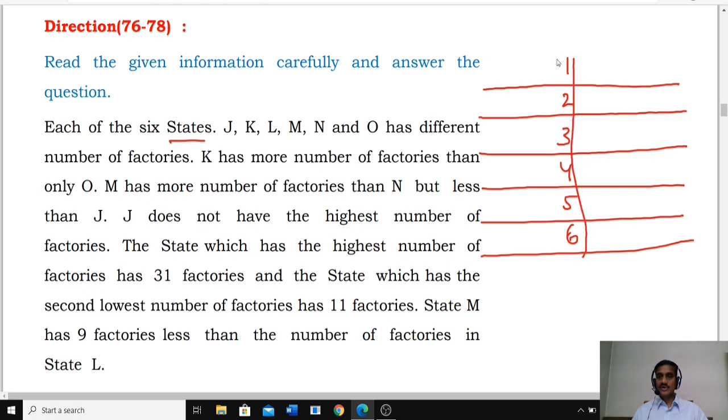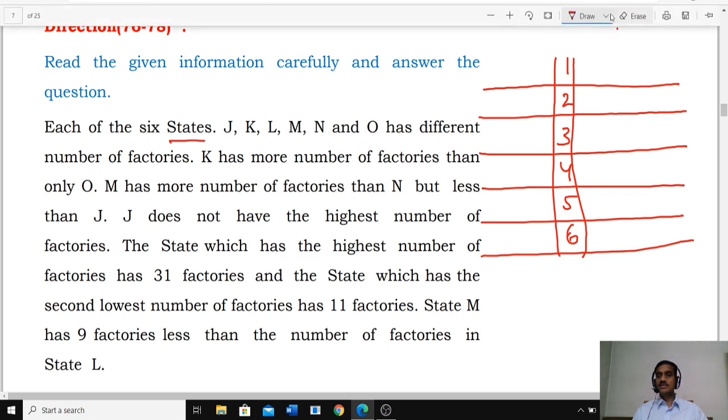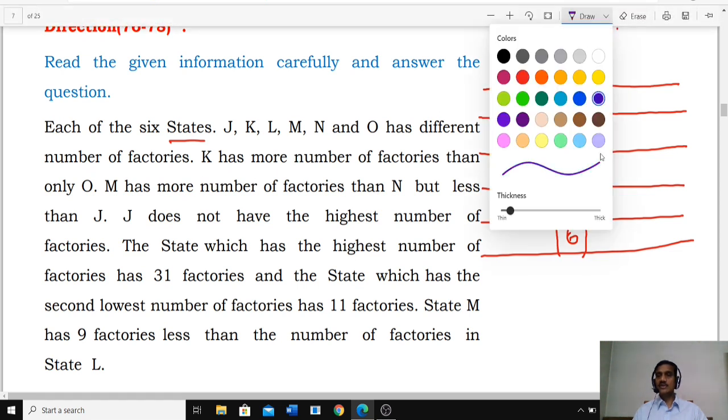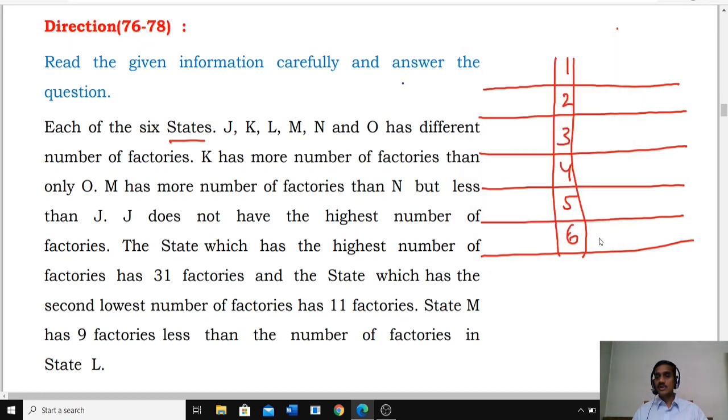Knowing this condition number 1, A has more number of factories than only O. What did I say? A has more than only O, and less than all the others. Here K, O cannot come. K has more than O only, and less than all the others. M has more number of factories than N.